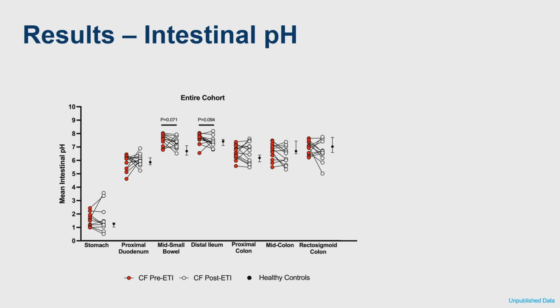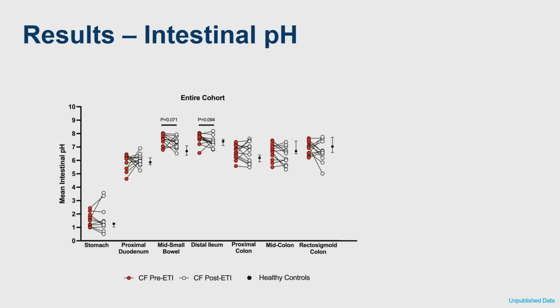So first, I want to walk you through the intestinal pH results. As you can see on the y-axis, we have the mean intestinal pH for that 1 hour versus the different regions that we have on the x-axis. The red circles are pre-ETI, the white or open circles are post-ETI, and then the black circles are healthy controls that we had used to give some context as to what changes or not we may be seeing.